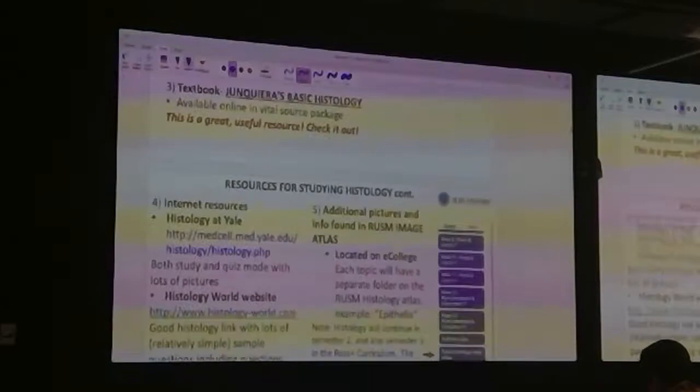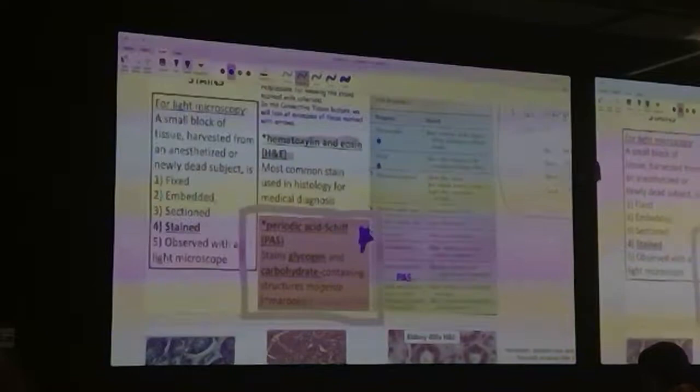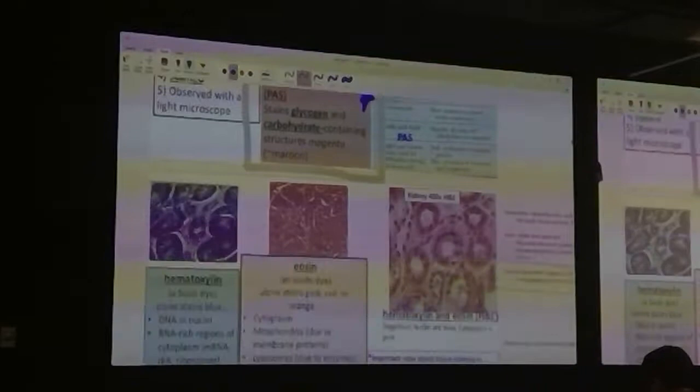Okay. Was it about the stains? Just know that H&E is a typical thing, and PAS stains for glycogen and carbohydrates. Is that it? Yeah. Okay.